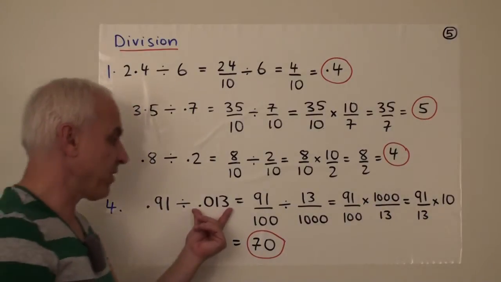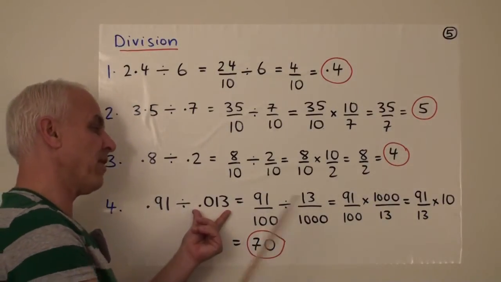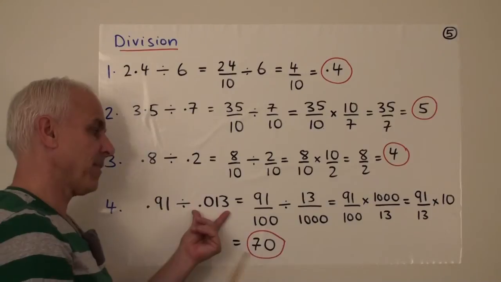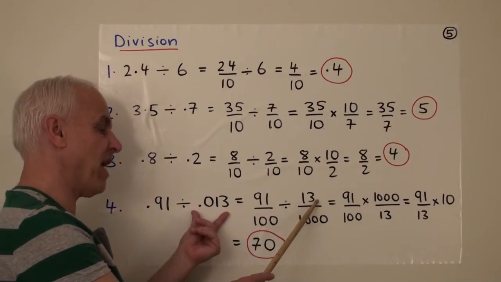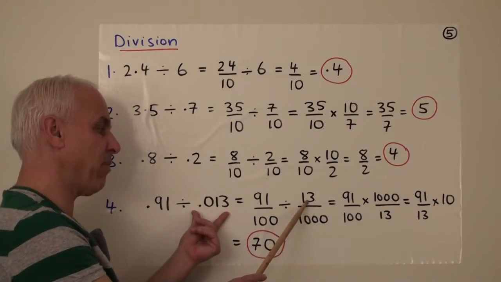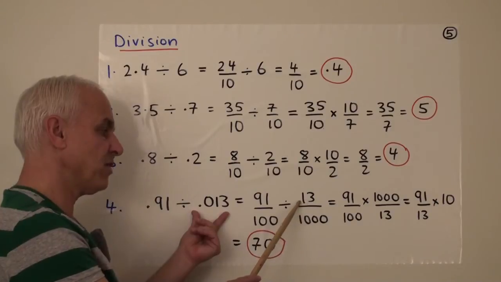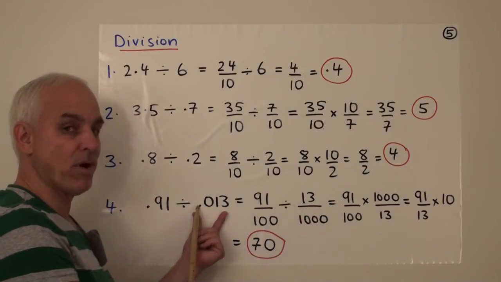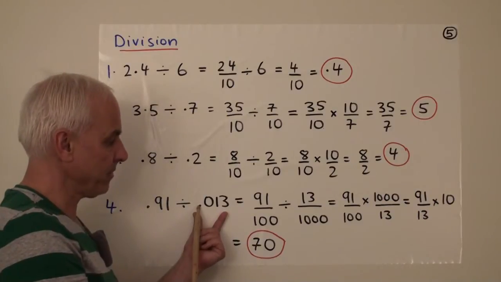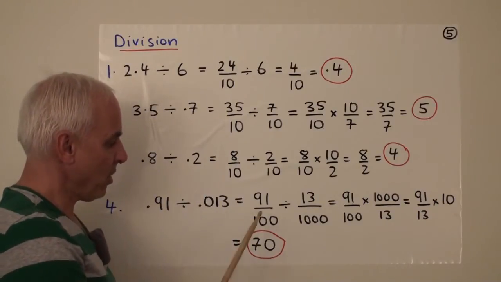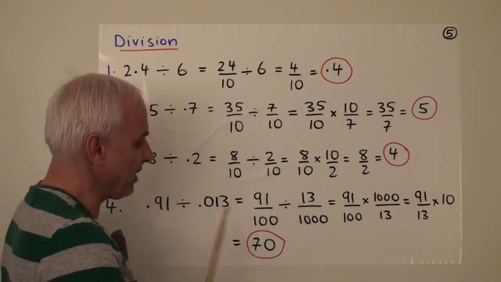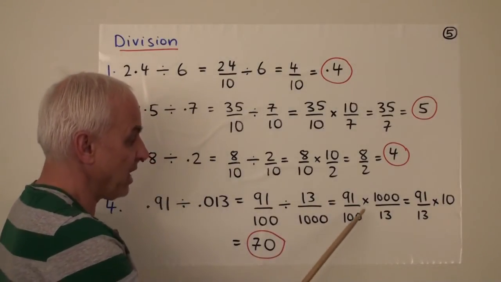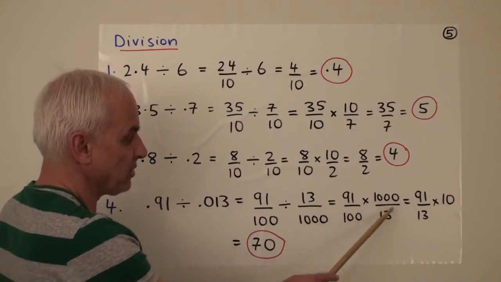And 0.013 is 13 over 1,000. If you take 13 and you divide by 1,000, you have to move the decimal point over 3. Once, twice, and another one to get 0.013. Okay, then this divided by this is 91 over 100 times the reciprocal, 1,000 over 13.